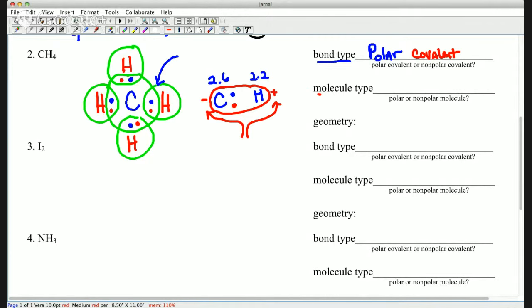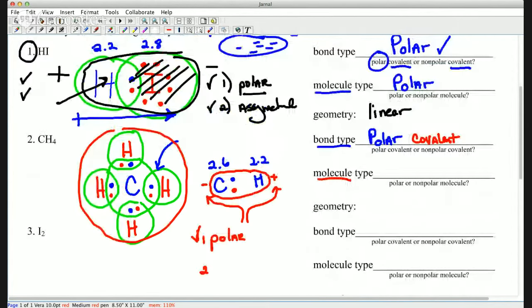Okay, so back to what we're doing here. What's the molecule type? Well, to be polar, we have to have an unequal distribution of electrons. So we have to have a polar bond. Check. We have a polar bond. We have 4 of them. So this has a chance to be polar in terms of the entire molecule. Question is, is this asymmetrical? To be polar, you have to be asymmetrical and you have to have polar bonds.